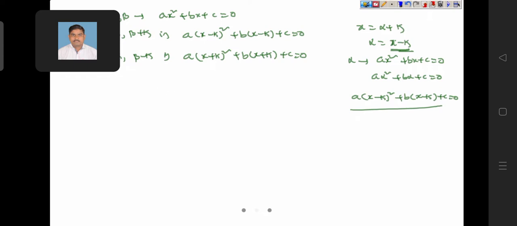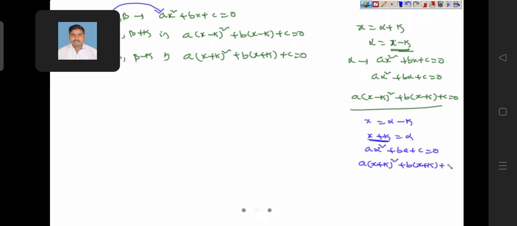So I said we need to find the quadratic equation whose roots are alpha minus k, beta minus k. So that's why the first step is I will assume that x is equal to alpha minus k. That minus k will go to the left side. x plus k is equal to alpha. Already I told you alpha is the root of ax square plus bx plus c is equal to 0. So that means a alpha square plus b alpha plus c is equal to 0. But in place of alpha, what can you substitute? x plus k. That's why a into (x plus k) whole square plus b into (x plus k) plus c is equal to 0. That's why we got this equation.